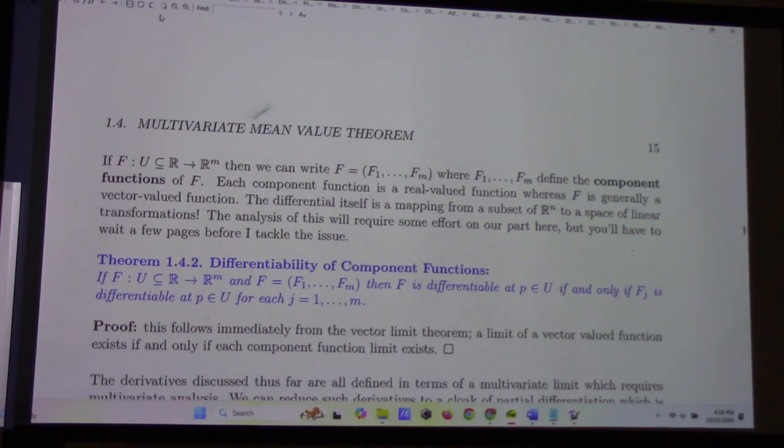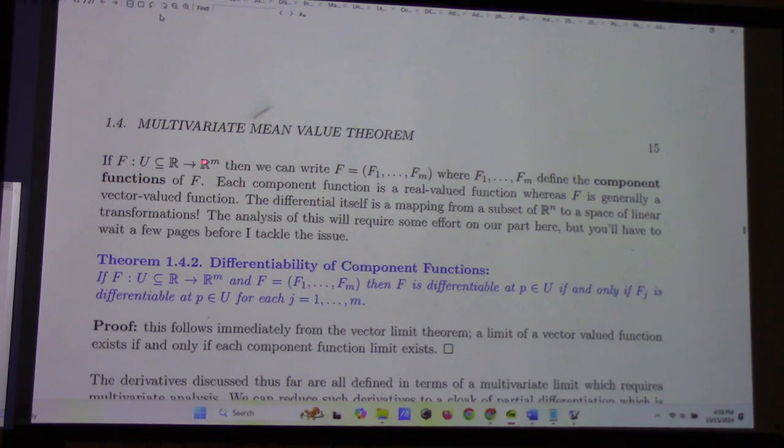Now, lest you think I'm crazy, all 3 of these students have seen this definition before, so it's not insane. It's just partly insane. But anyway, so if f is a function from a subset of Rn, I'm missing an n.